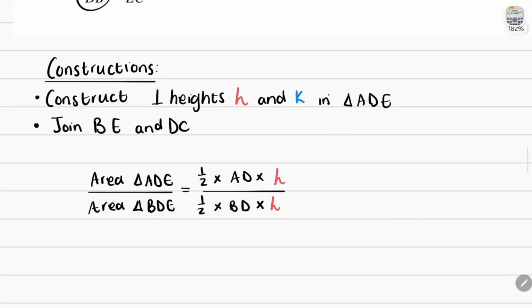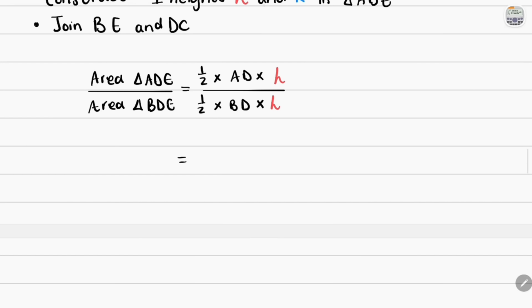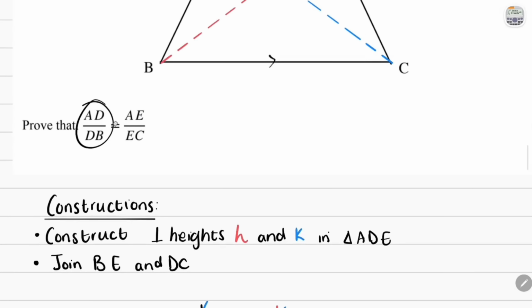And there we go. So now when we simplify this, you see that a half and a half are exactly the same. They would simplify to 1. And then H and H also cancel. So this is simply equal to AD over BD. Okay, so we've got this side. Now let's take a look at this side.